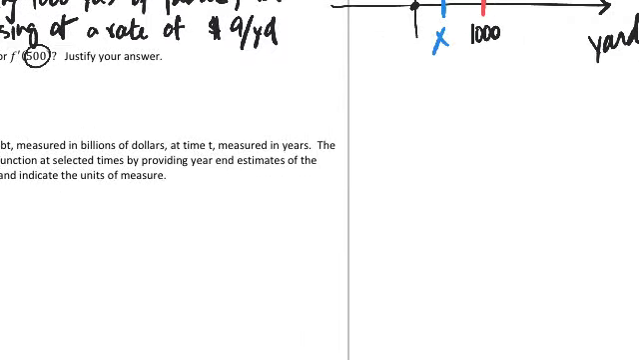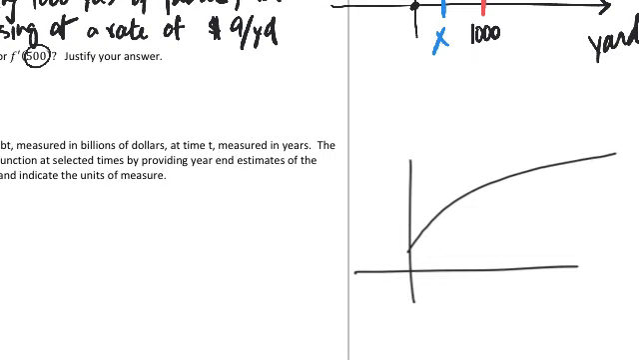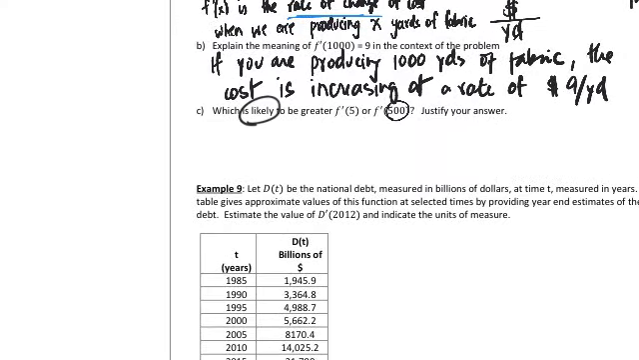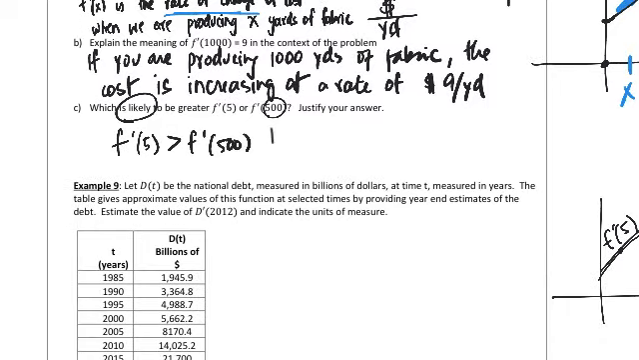In other words, the graph in economics is probably going to be steeper to start with, and then it's going to slow off because of your economies of scale. So if you're out here at 500, f prime of 500, the slope of that tangent line is going to be less than f prime of 5, the slope of this tangent line. So the one likely to be greater would be f prime of 5. And then you can say because of economies of scale.